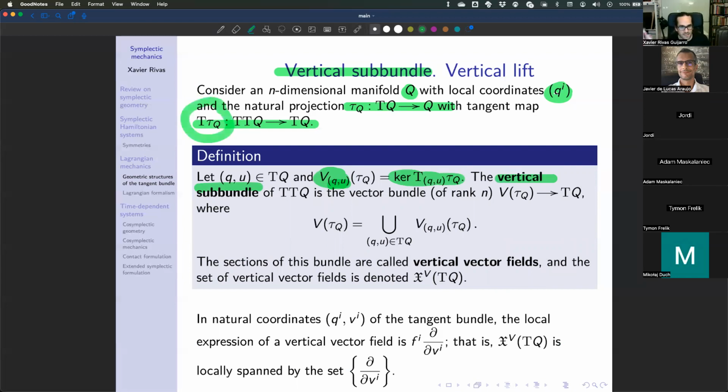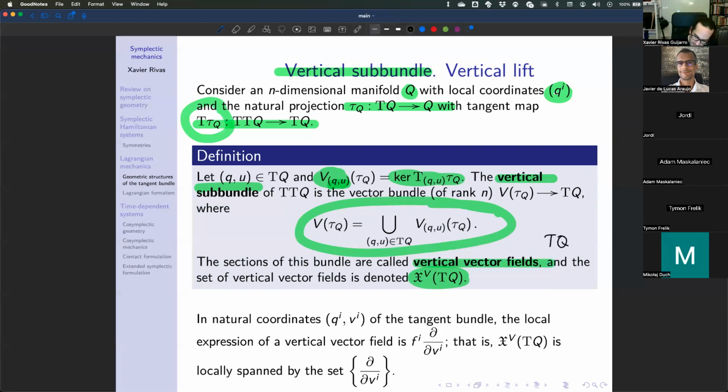We will see it in coordinates, but for now it is just this kernel. And of course, we can construct the bundle with the union of all these vertical subspaces. The sections of this subbundle will be called vertical vector fields and will be written in this way. So vertical vector fields go from TQ to TTQ, but not onto all of TTQ, only into the subbundle in here.